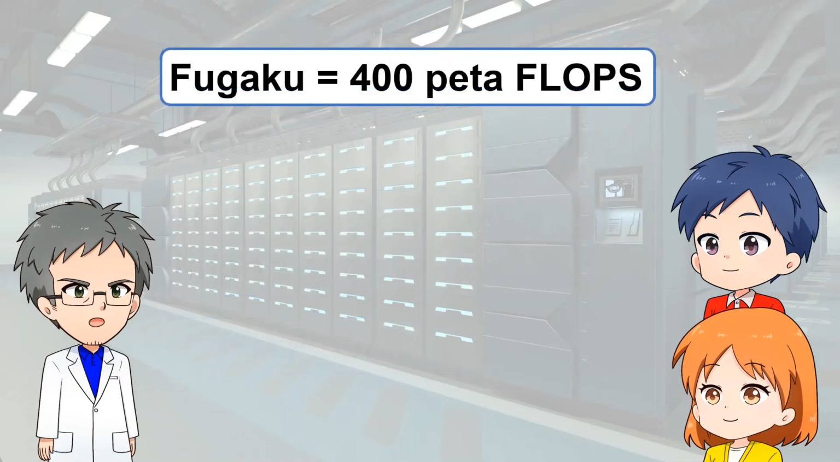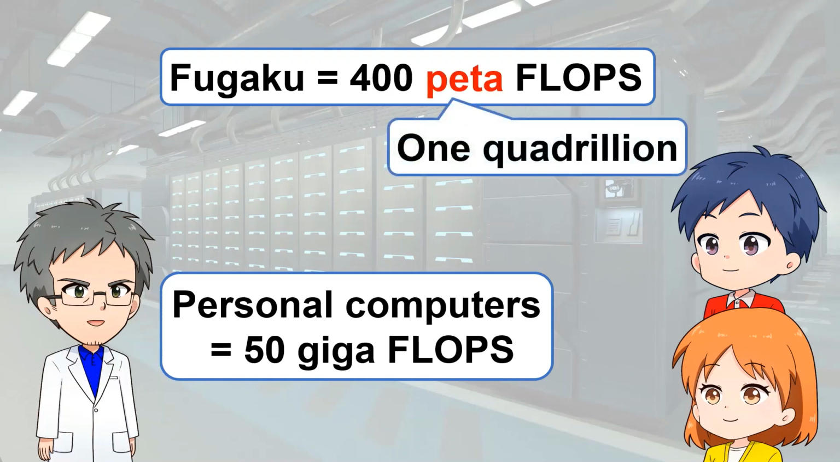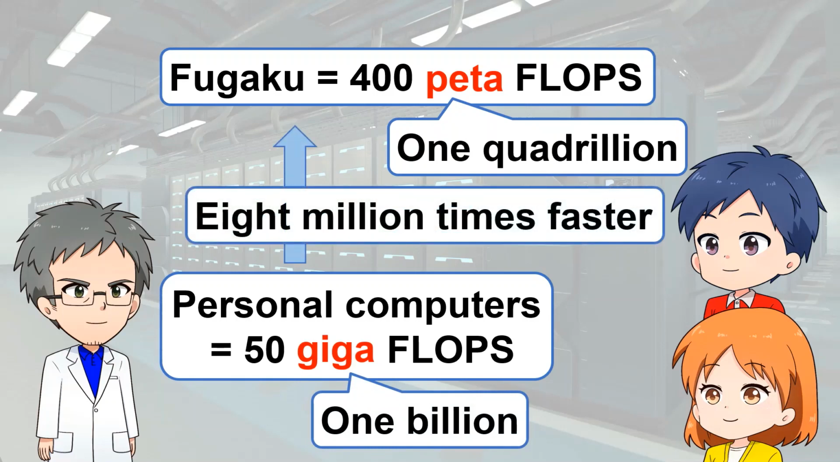Fugaku's computing speed is 400 petaflops. Recent personal computers are about 50 gigaflops. Peta is a digit that represents 1 quadrillion, and giga is a digit that represents 1 billion. Fugaku is 8 million times faster than a personal computer. That means a formula that takes a personal computer 3 months can be computed in just 1 second by Fugaku.